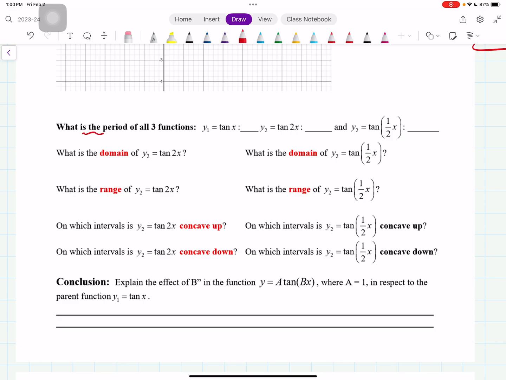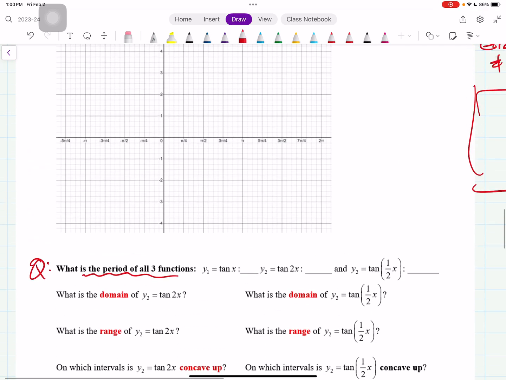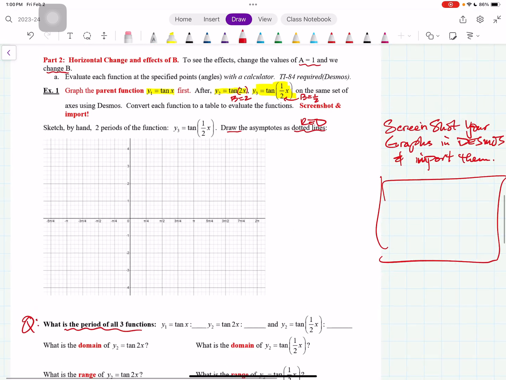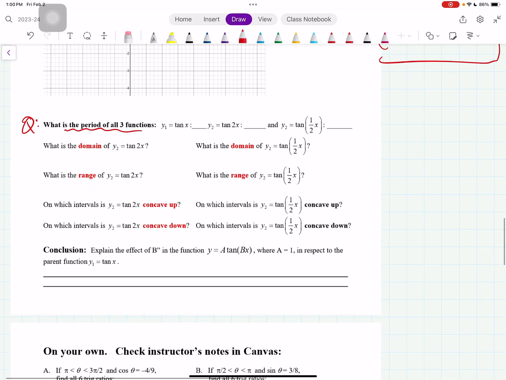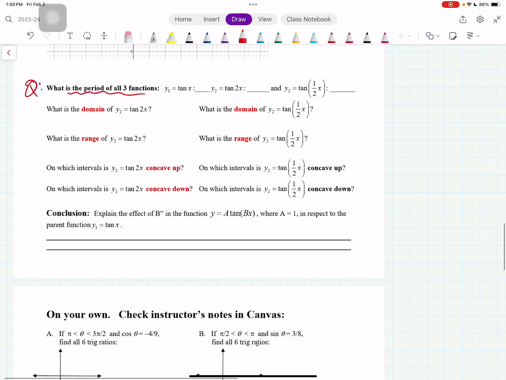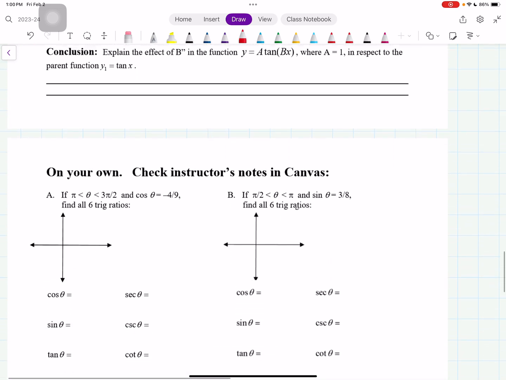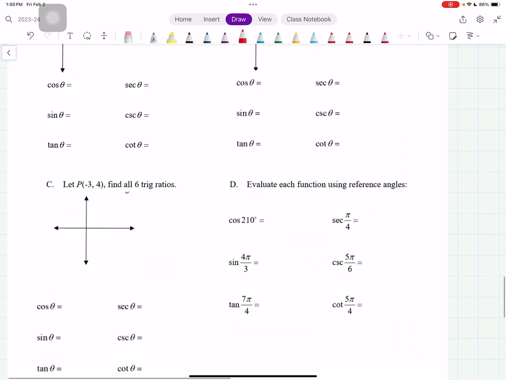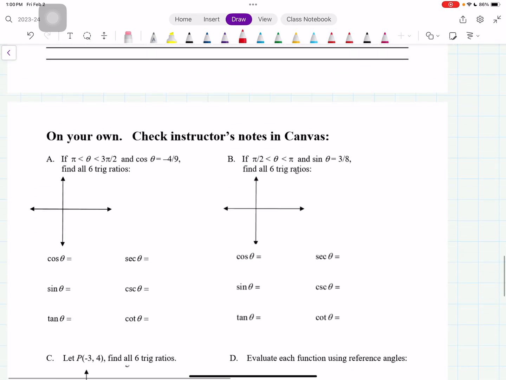Right here, this is a very important thing. Is it the same or is it different? Or has the period been affected? So this is your big question right here. And you're going to do that after you put these functions in Desmos. So do a little exploration. Your homework now is not formal homework, it's a discovery, and you're going to be using a lot of Desmos. All right, and then when you get back to class, we will check your answers together. Okay, and this is just practice on the next page, which I suggest you do.